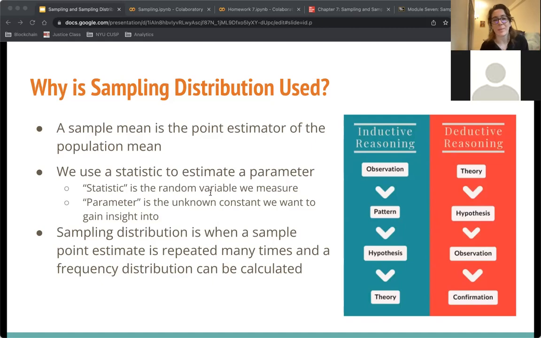So we make these inferences about the population on the basis of a random sample. And we use a statistic to estimate a parameter. And by statistic, we're talking about this random variable that is measurable. And the parameter is the unknown constant that we want to know more about. So for example, what if we want to know the average amount of time people in New Paltz spend hiking? Rather than asking every single person who lives in New Paltz, we instead take a simple random sample of 50 residents to gather this sample mean statistic of average time spent hiking in order to inform the distribution of the population.